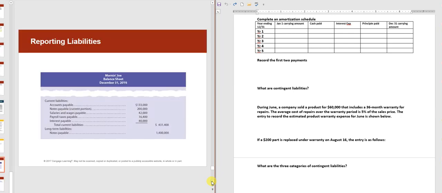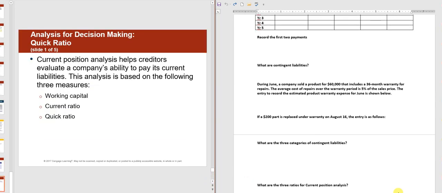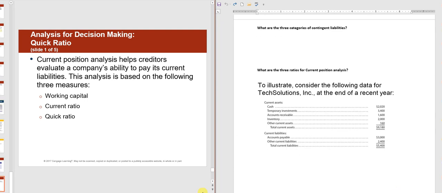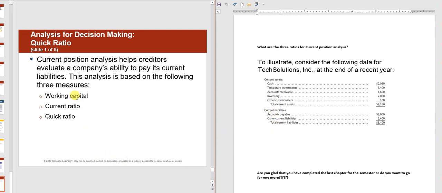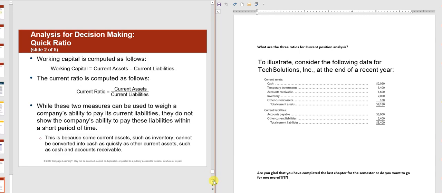Okay. The last thing that we're going to do here are the three ratios. The three ratios are working capital, current ratio, and quick ratio. This is honestly not a ratio, it's just working capital. I thought we had done these before, but maybe not. So working capital is simply current assets minus current liabilities. Think of working capital as if you have $10 in your pocket and you owe me $5, what have you got to work with for the weekend? Well, you've got $5 to work with.